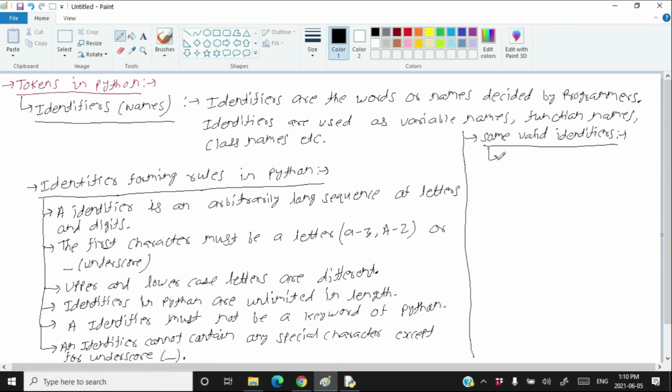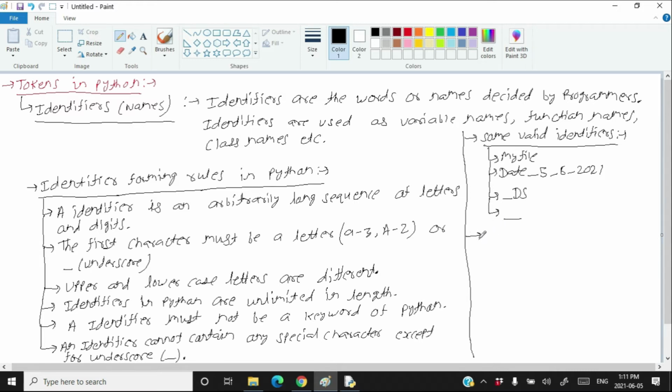For example, my_file is a valid identifier. Then date_5_6_2021 is another valid identifier. All the rules of identifiers are satisfied here. _ds is also a valid identifier. Only an underscore is also a valid identifier. Hopefully you are getting my points.